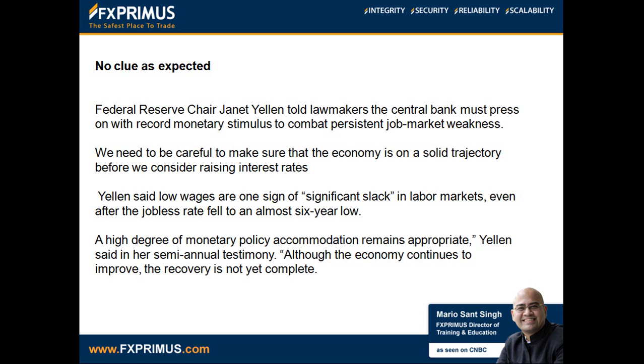A high degree of monetary policy accommodation remains appropriate, Yellen said in her semi-annual testimony, although the economy continues to improve, the recovery is not yet complete. So from here you can see that she really has no intention to tighten the monetary policy, at least in the next 1 or 2 months. So we don't expect the greenback to rally from here. But you cannot really just follow. Of course, we need to take reference from what Janet Yellen says, but sometimes we also cannot 100% follow that. We must have some of our own thoughts, right?